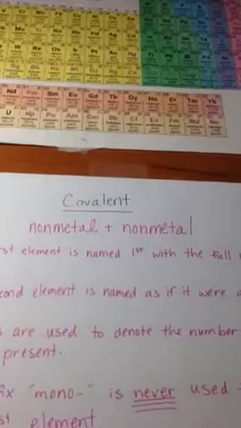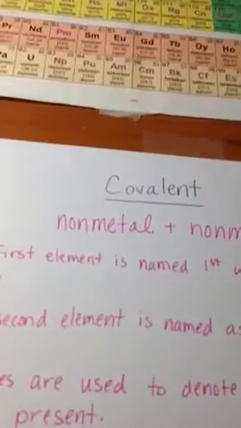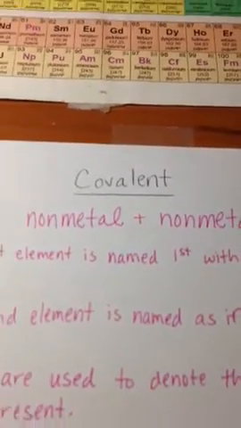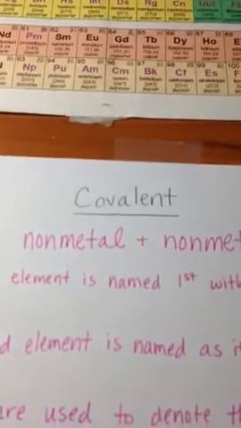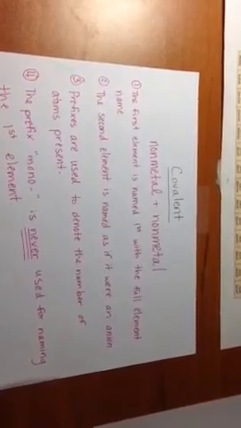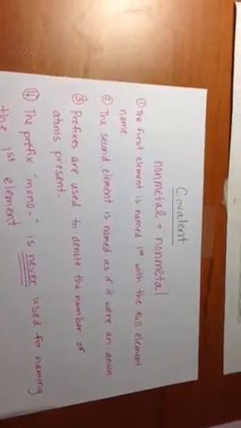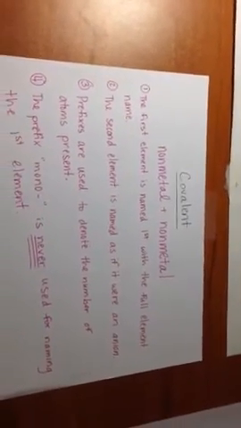Okay, so first of all, just like before, we want to check and see what the bonds are between. If they're between a nonmetal and a nonmetal, then we know it's a covalent compound, and these are the rules we're going to use. I'll go through the rules briefly, and then we'll do some examples. Just as before, the first element in the compound will be named first, and you'll use its full element name without changing anything. And then the second element, you'll name it as if it were an anion, just like before, with the IDE ending.